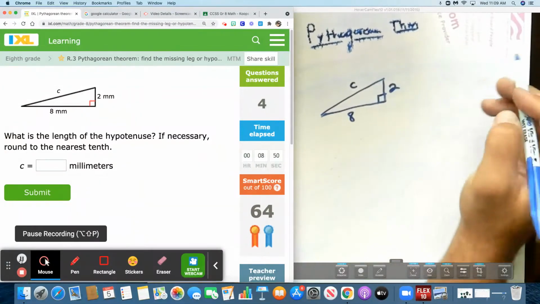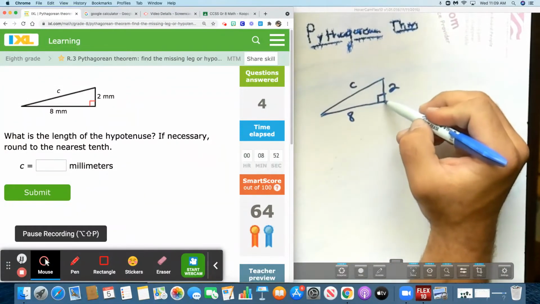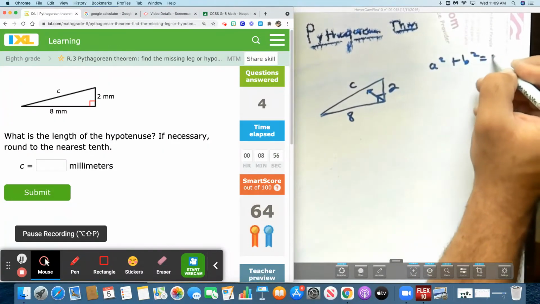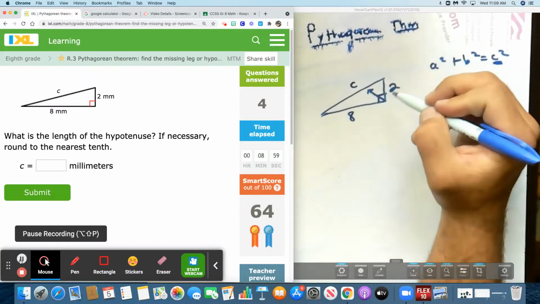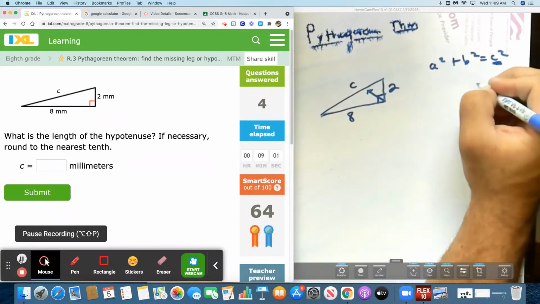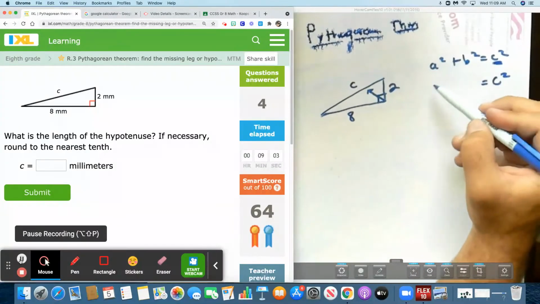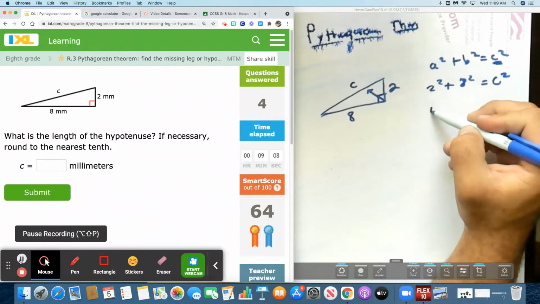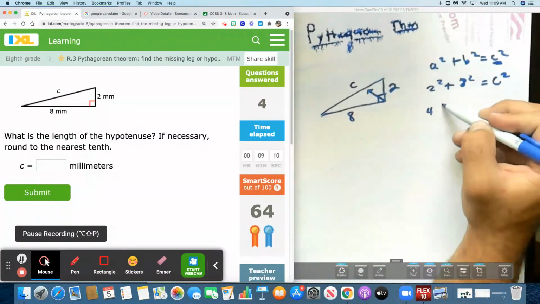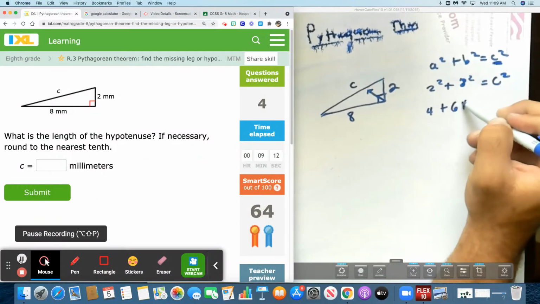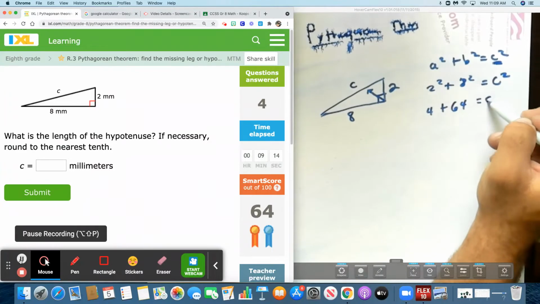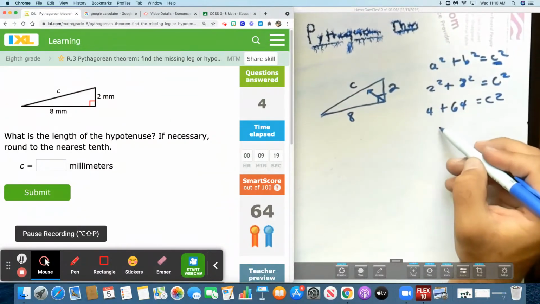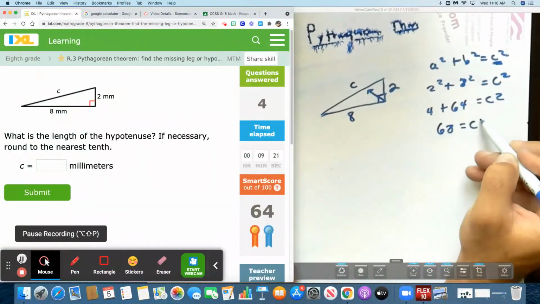So there you go. First thing, as always, we want to identify our c. So this is a squared plus b squared equals c squared. Our c is going to actually be the letter c. So we have c squared equals a squared plus b squared. So let's set these other two up. 2 squared plus 8 squared. 2 squared is going to be 4 because 2 times 2 is 4. 8 squared is going to be 64 because 8 times 8 is 64. And that's c squared. Now we're going to add these together. 64 plus 4 is going to be 68 equals c squared.